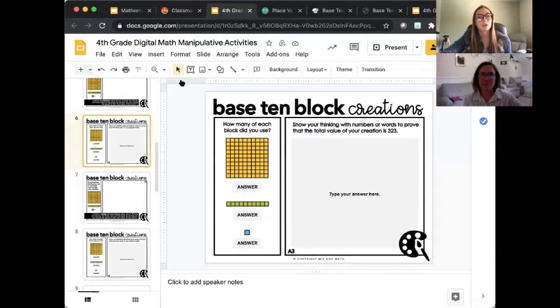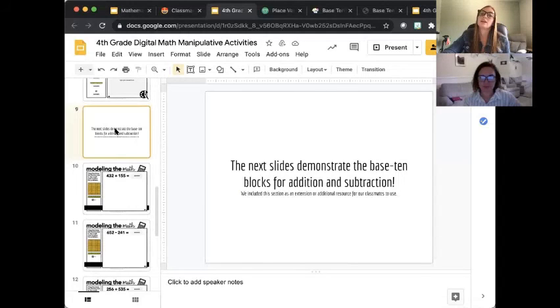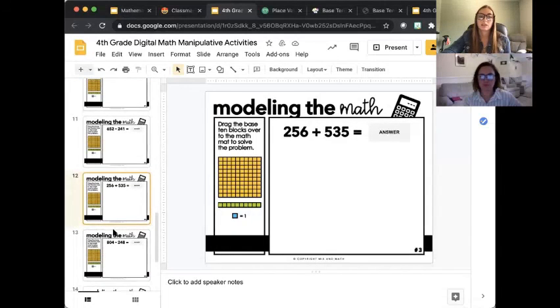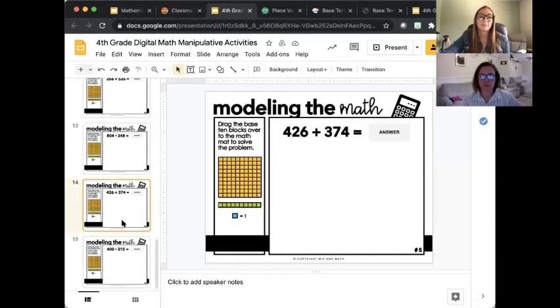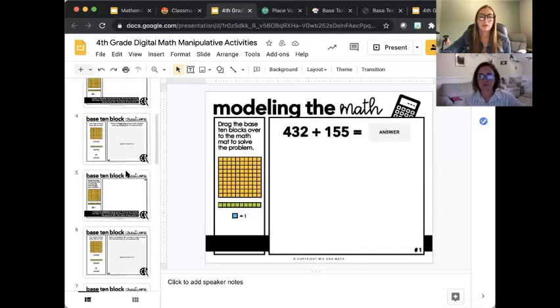Additionally, which I forgot to mention, if you keep scrolling, it'll say the next slides demonstrate base 10 blocks for addition and subtraction. So now this is an additional resource, or even an extension lesson to maybe a math addition and subtraction lesson. You can even make these multiplication, and they are able to visually show their work there.